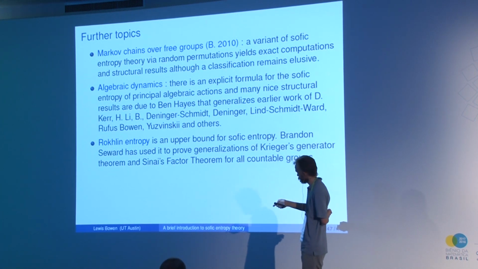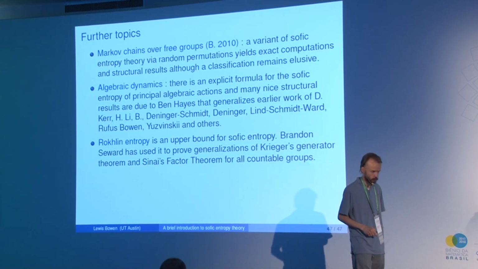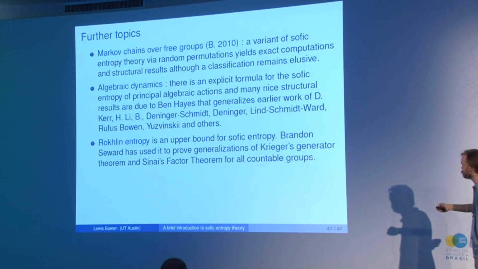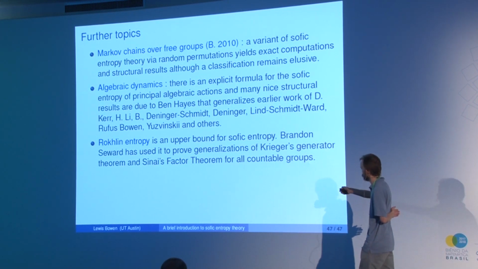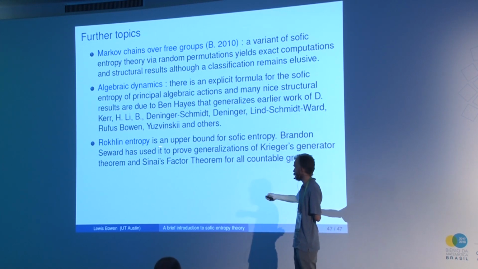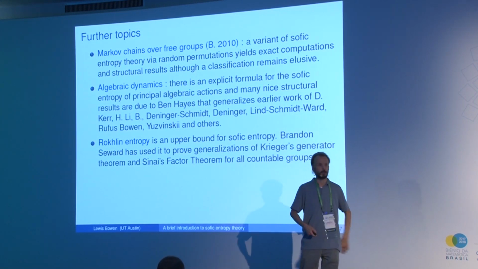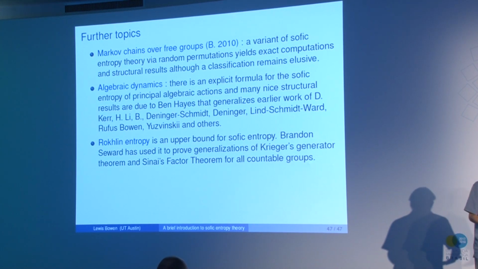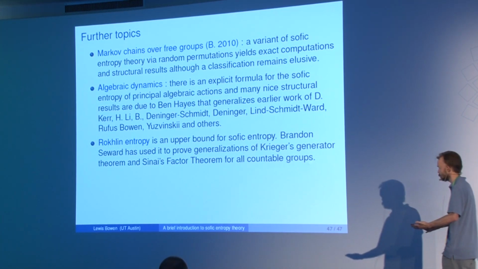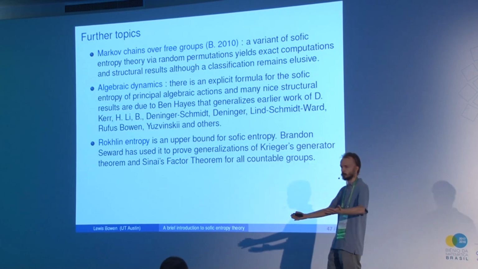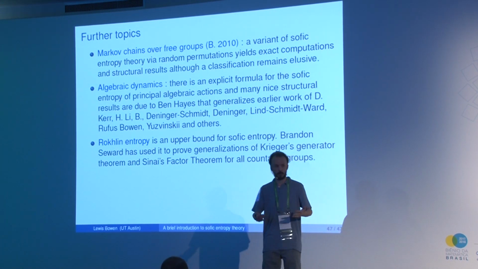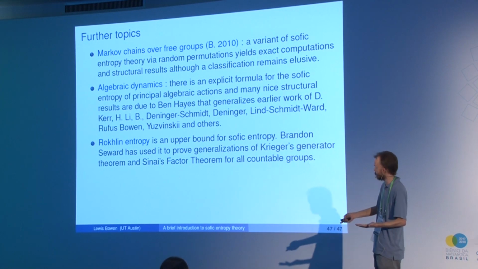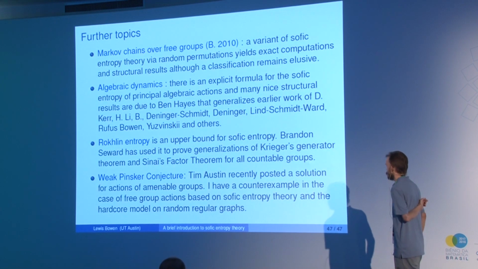But Brandon Seward, nonetheless, has used it to get generalizations of classical entropy theory theorems like Krieger's generator theorem and amazingly Sinai's factor theorem for all countable groups. So if you have positive entropy, Sofic or Rokhlin, then you factor onto a Bernoulli shift. So this is great. This is one of the first structural theorems that we have for arbitrary groups.